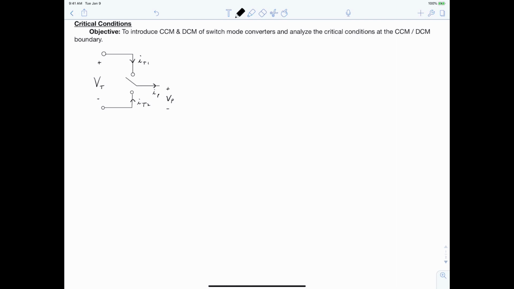I want you to pause the video and sketch the equivalent circuit for the switch. This is the equivalent circuit that we introduced in the last video. So pause the video and press play when you're ready to resume.